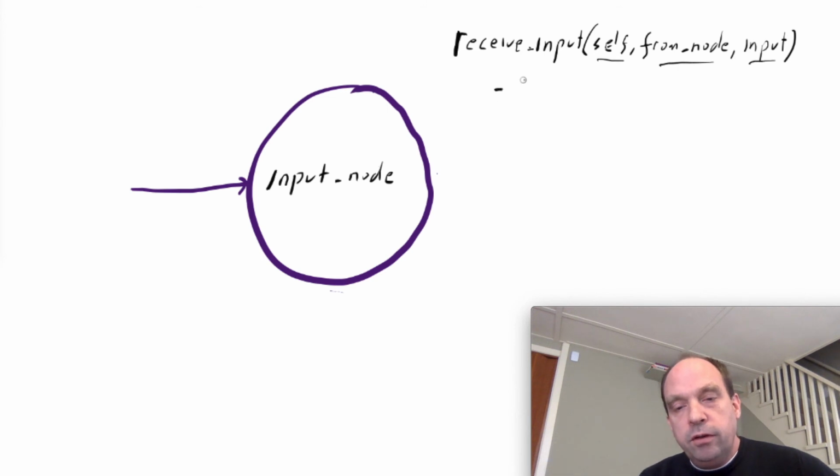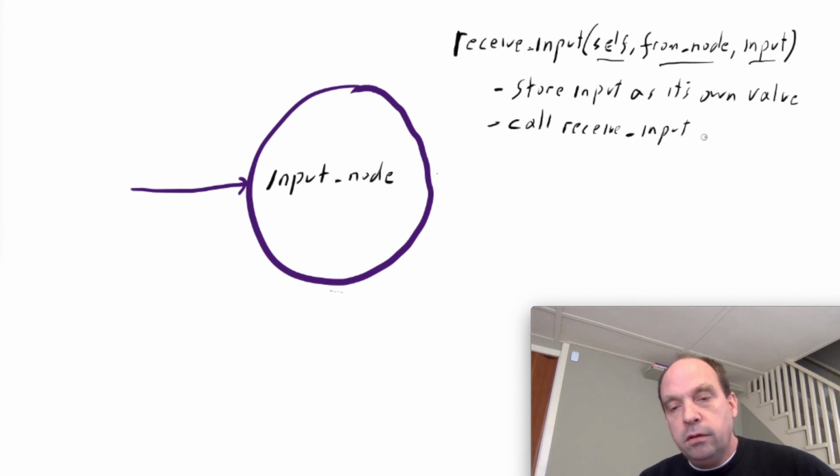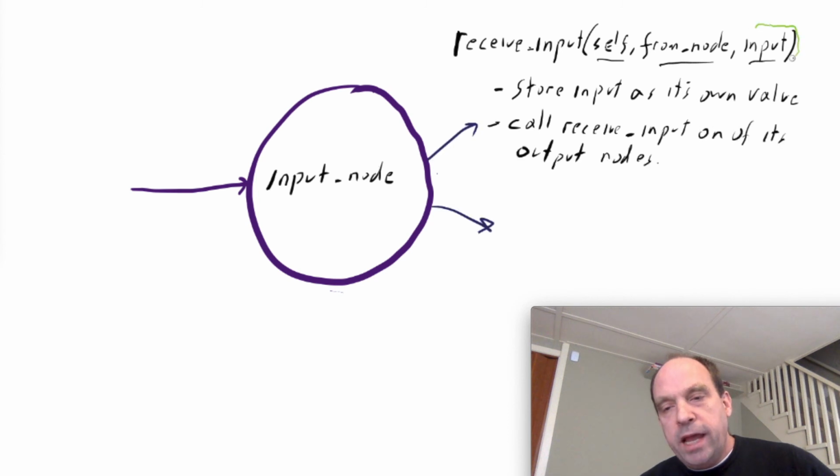All the input node is going to do is store input as its own value and call receive input on all of its output nodes. So whatever value was passed to our input node gets stored as its value, and all the input node does is let the next nodes know that it has a value available. It doesn't need to do any calculations. It doesn't need to call activate sigmoid or anything like that.